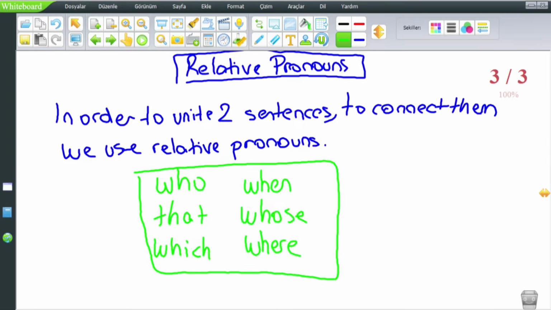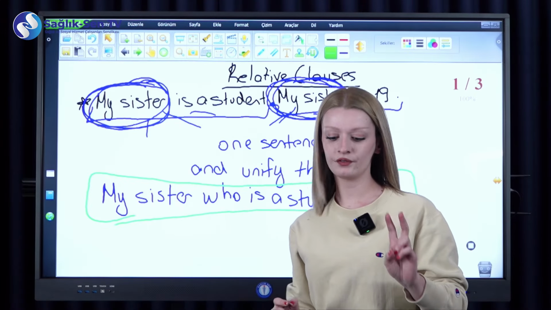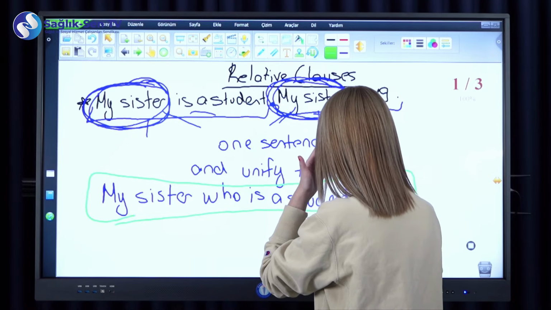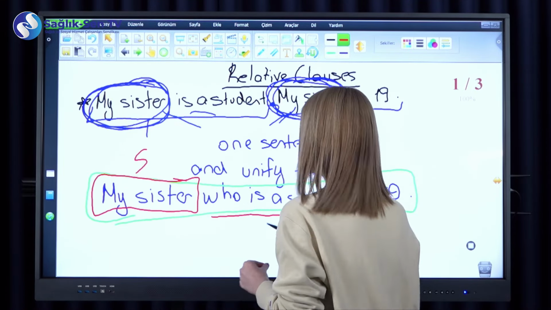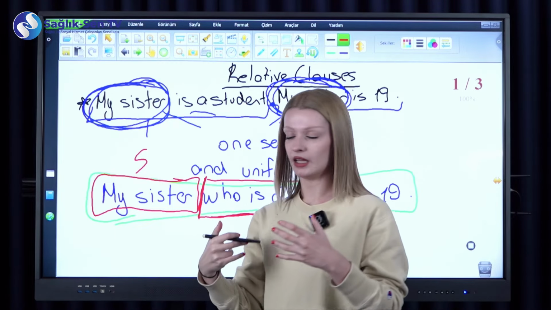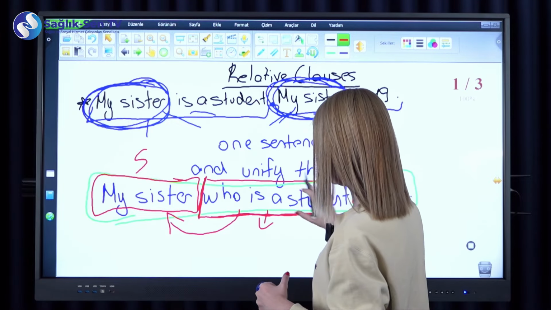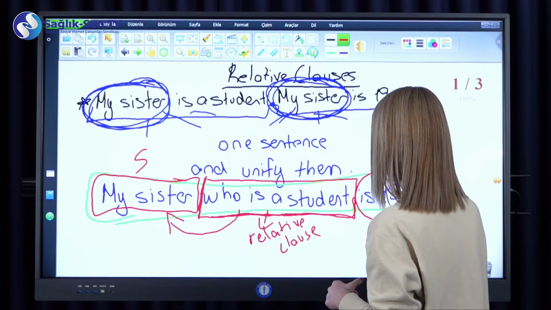I use these pronouns to make right relative sentences, relative clause sentences. And when you look at the sentence structure in here, I have two sentences. One is the relative clause and one is the main clause. My sister, who is a student. Now, this is my subject, obviously. Who is a student? Now, in here, I am defining the subject. I am defining my sister. So this is the relative clause, we can say. And this is my main clause.